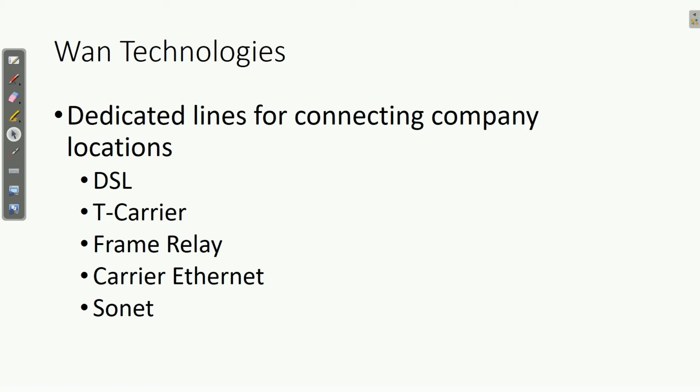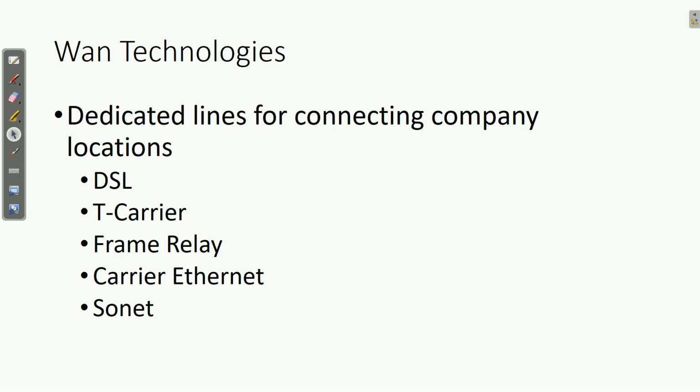SONET is an optical technology, uses fiber optics. Unless you're a very large company, you would not have a SONET connection direct to your company, but you would have a SONET connection into the area of your company, and then from there they would have your T carrier, your frame relay, your carrier Ethernet, the SONET being the very high-speed, expensive optical data transmission medium. And that's just a quick overview of some of the technologies you might have for connecting to the internet or connecting company locations via WAN technologies.